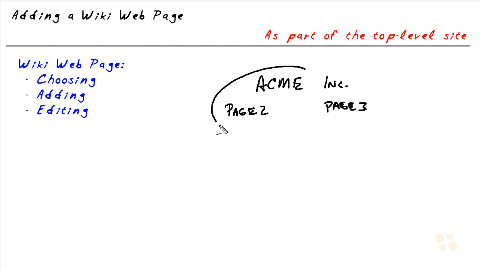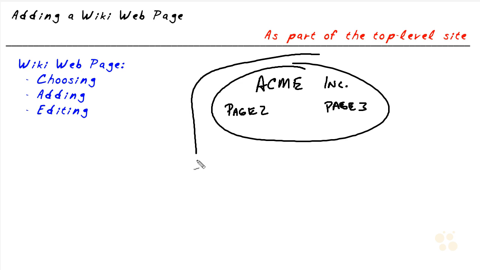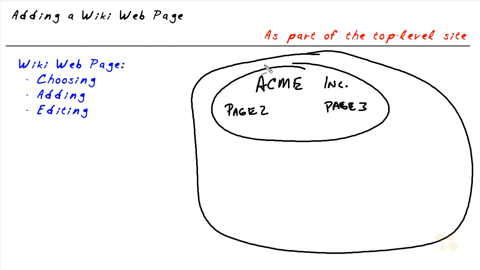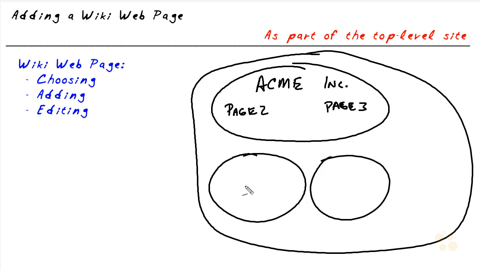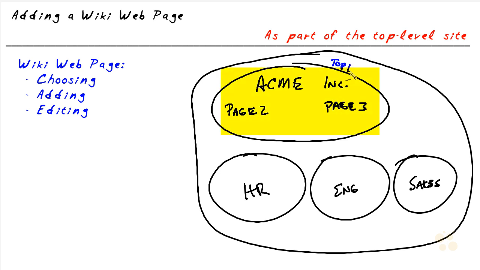So Acme is our top level or our root site in our site collection, and our site collection can have lots of additional sites as well. And I want to give you this big overview so we're putting everything in context. So with Acme Inc. as the root site, we could have other sub-sites, one for human resources, one for engineering, one for sales. So this is our top level or root site in this site collection.